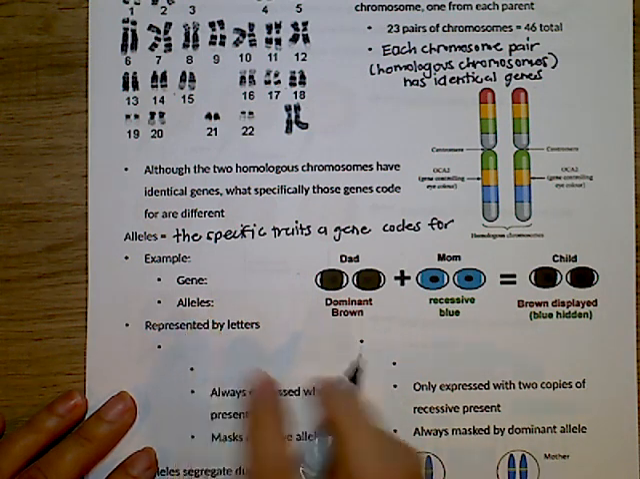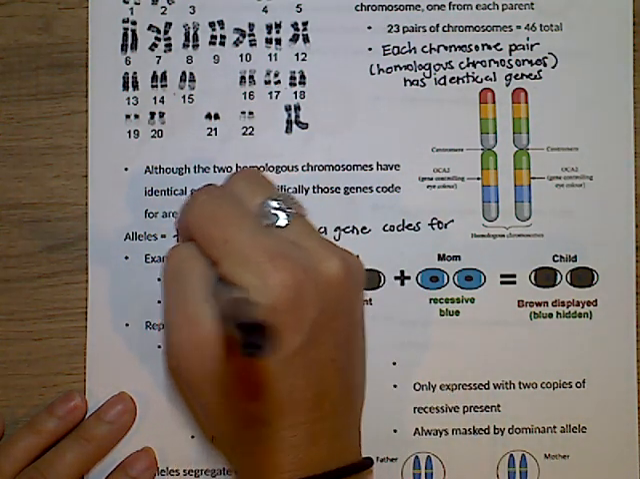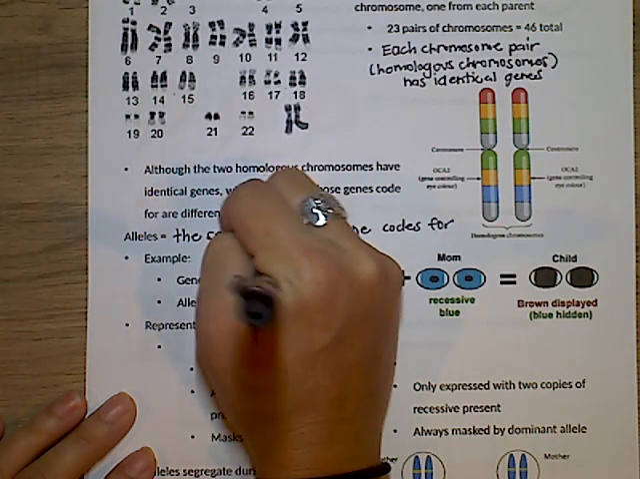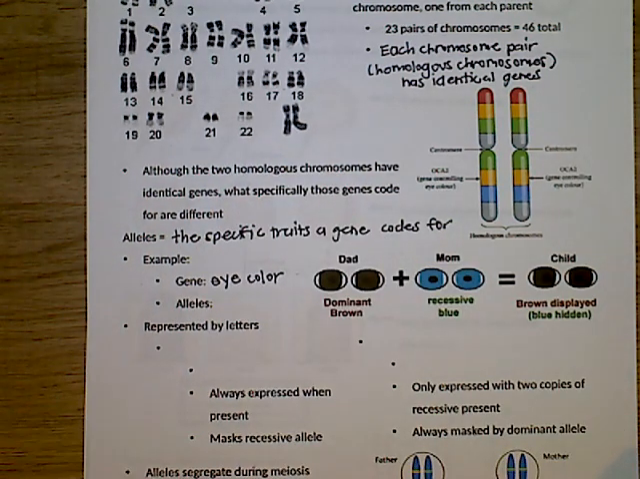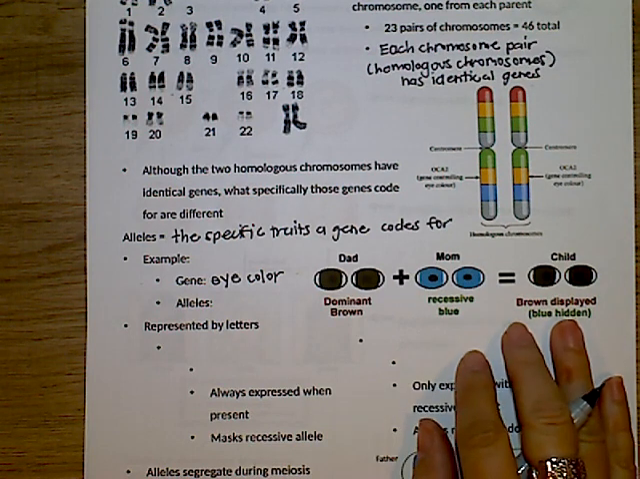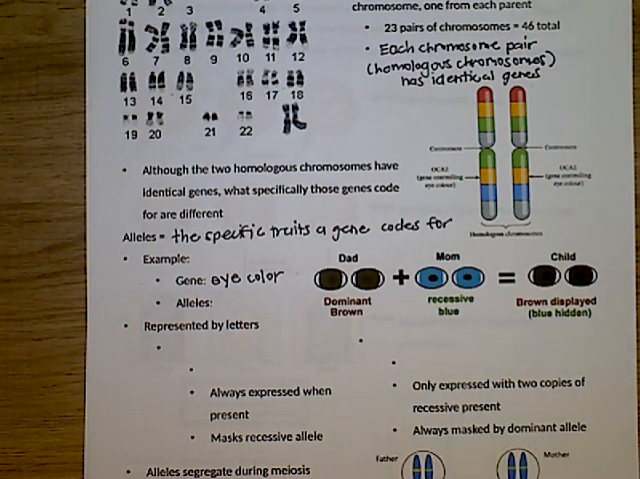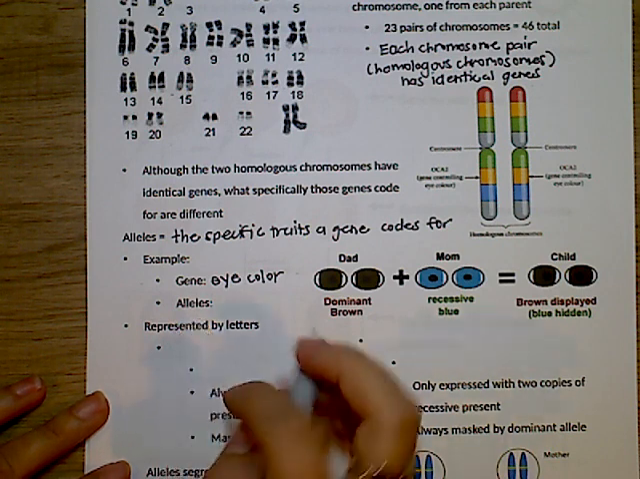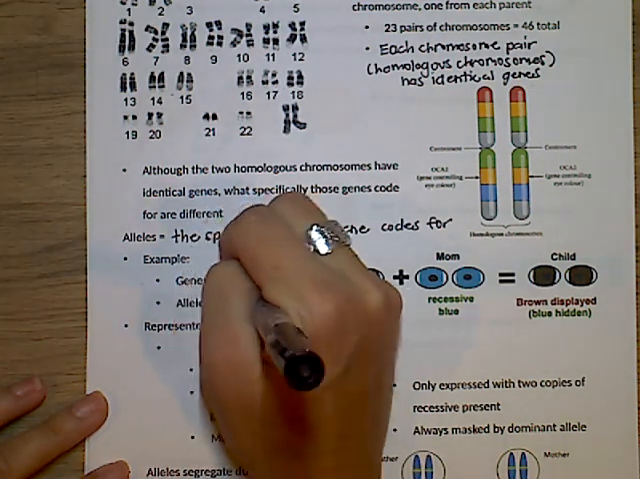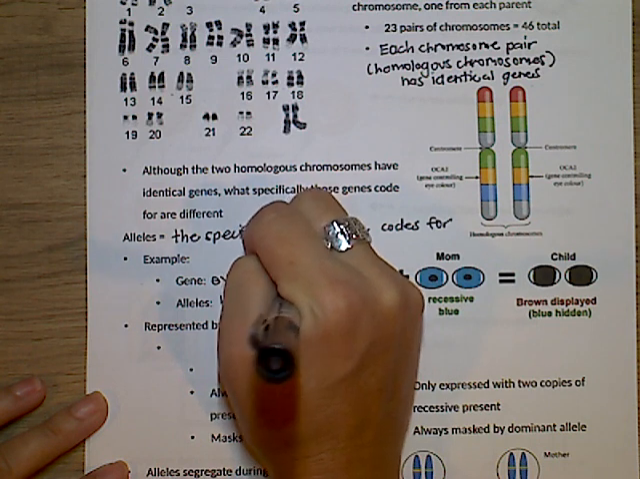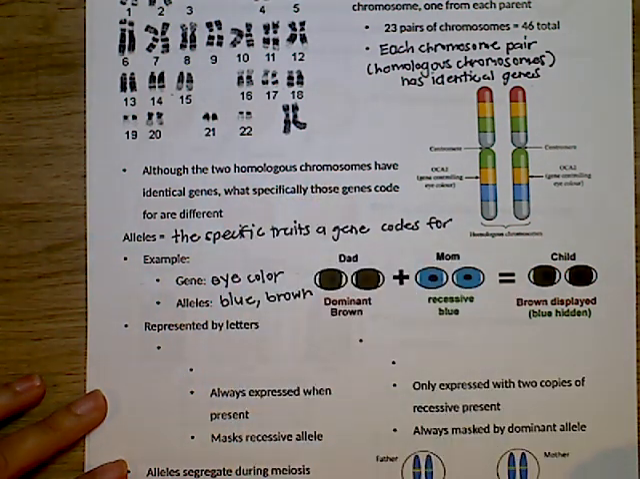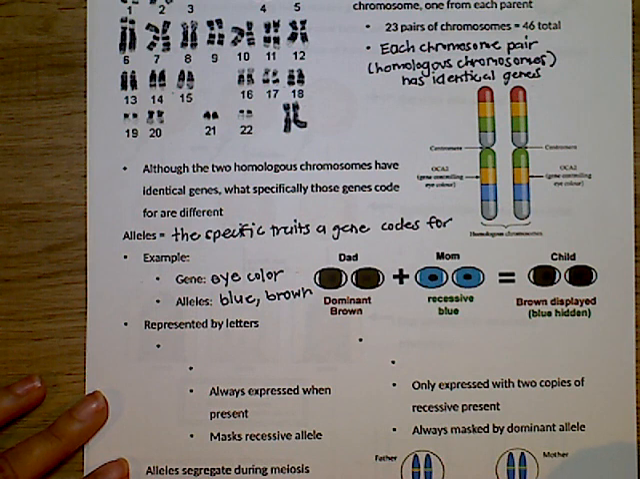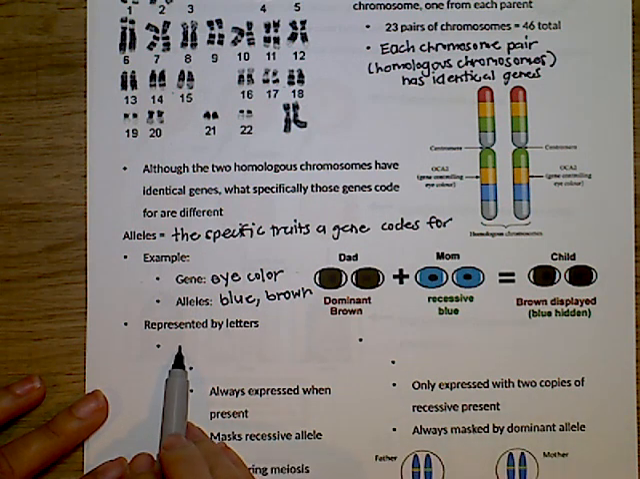So here's a real example. The gene is eye color. And again, please keep in mind that these are simplified. There are multiple genes that code for eye color and hair color, but let's say that the two possible alleles for eye color are blue or brown. Again, those alleles are represented by letters.